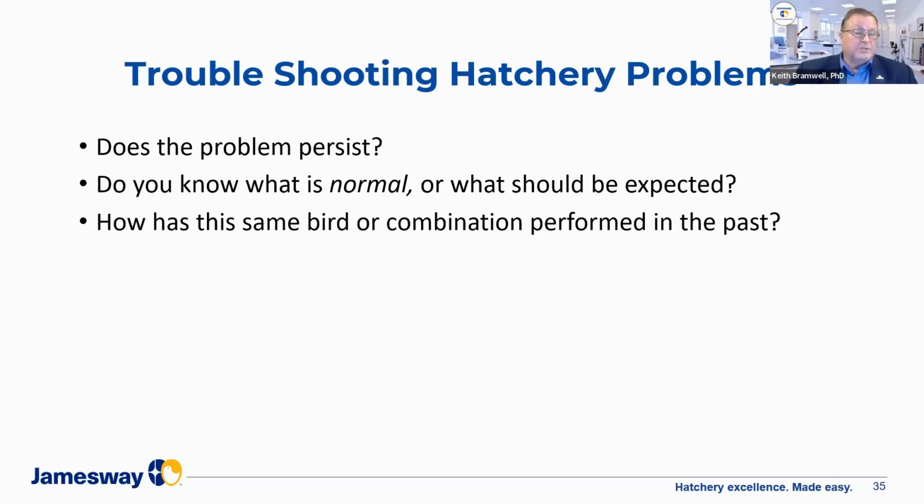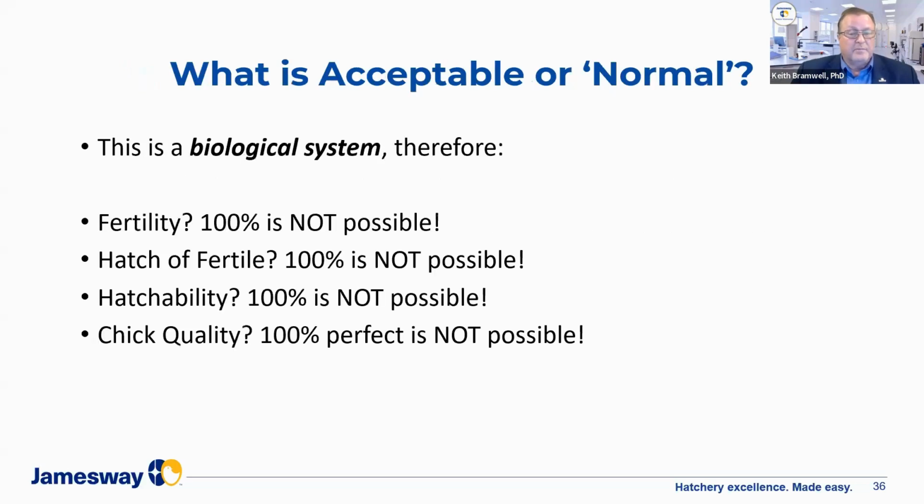What is normal? What should be expected? And as people are switching bird combinations in the past and the management they use, we have to be cognizant of that as well. What is normal? And before I get into actual breakout on here, what is normal? This is a biological system. Remember what I said a little while ago? You never say never, you never say always, because it's a biological system. There are going to be issues.